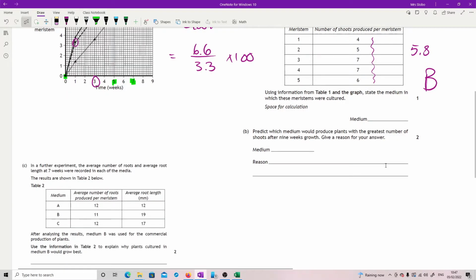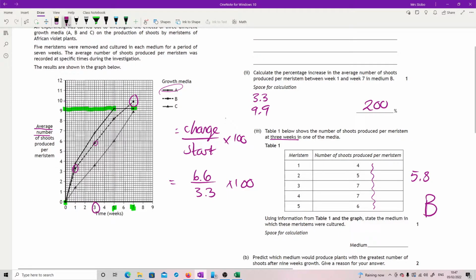Predict which medium would produce plants with the greatest number of shoots after 9 weeks growth and give a reason for your answer. Now, I had automatically gone for B because I could extrapolate this out. B is still increasing and it's got the greatest number at 7. I thought that was perfectly valid and checked the mark scheme and it said yes. In fact, it's exactly what we want for B, that we are already high at 7 and it's still increasing. So at 9 you would expect the same. But they also accepted C.